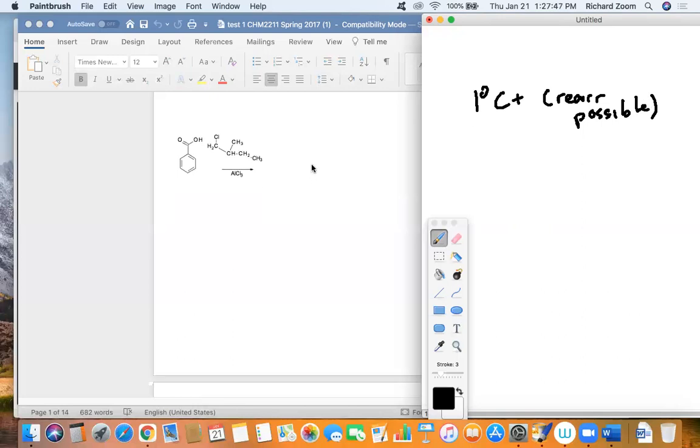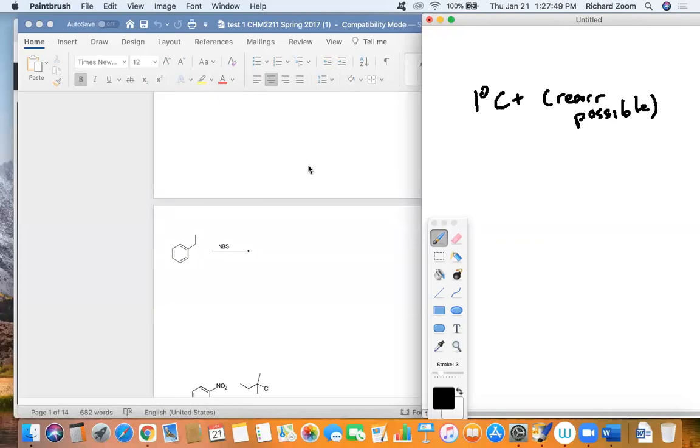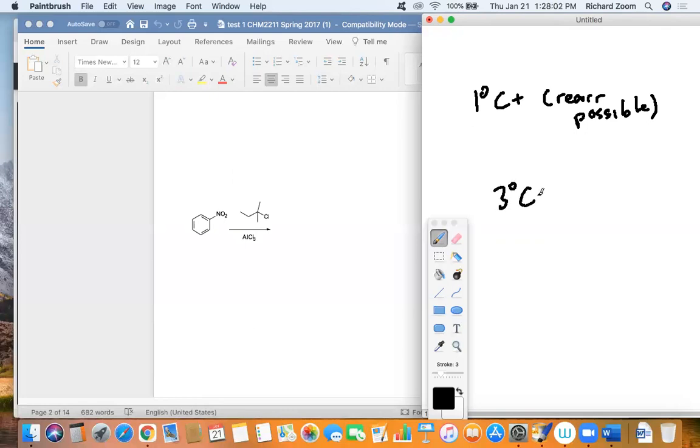Now take a look at the other one, this one here. What are you going to be left with if the chlorine is gone? Tertiary C plus. And that would mean rearrangement is not possible, because if it's tertiary, why would it try and rearrange into something less stable?